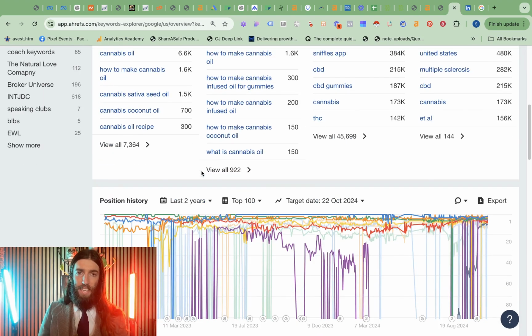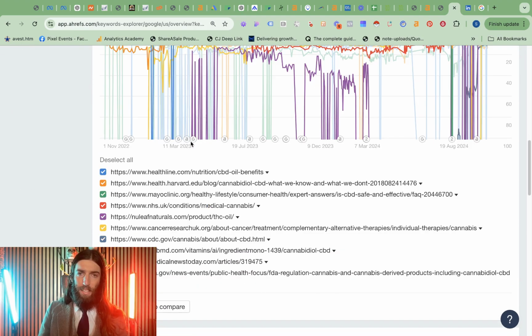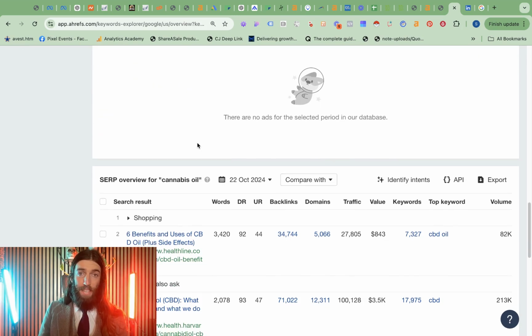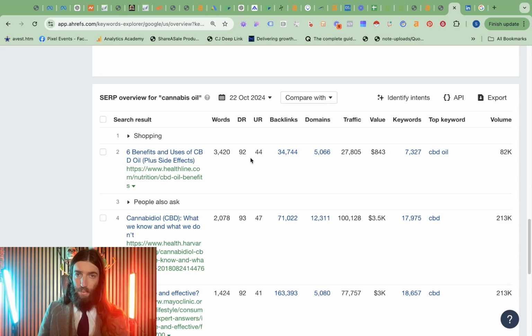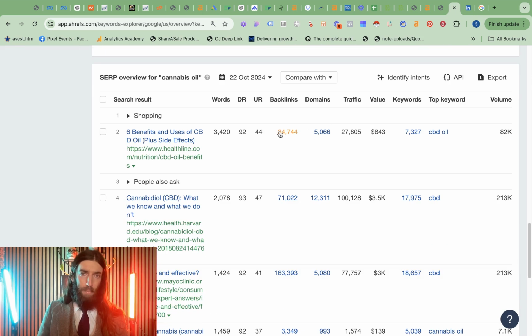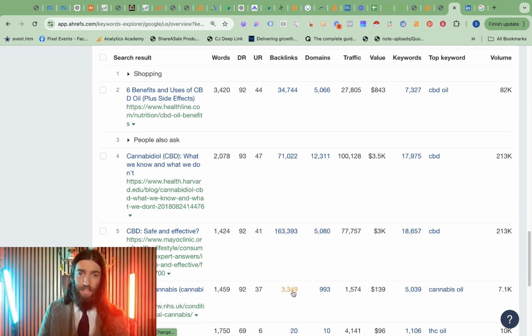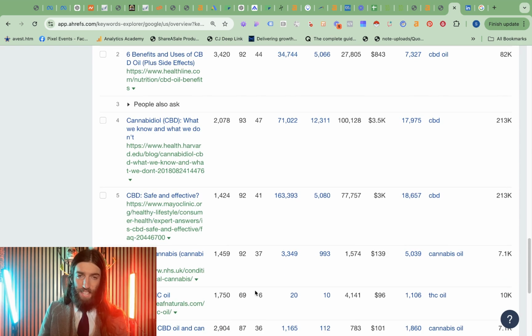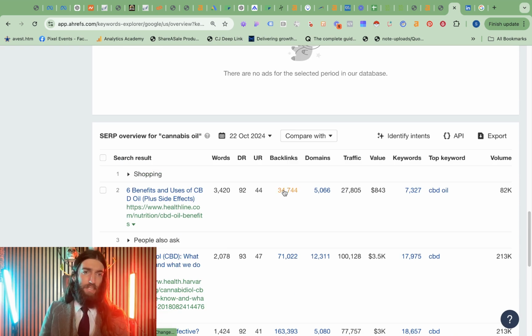And if we scroll down here, now the keyword difficulty will mainly be looking at backlinks. And generally it's page level backlinks. So 35,000, 71,000, and that's basically why it's giving us this high keyword difficulty score. But a lot of these backlinks are not going to be particularly powerful. These are purely quantitative rather than qualitative. We can see down here there's a 3,000 backlink article still ranking on page 1. And then down here there's a page ranking with just 20 backlinks. So you can still get on page 1 even though you don't have 35,000 backlinks.